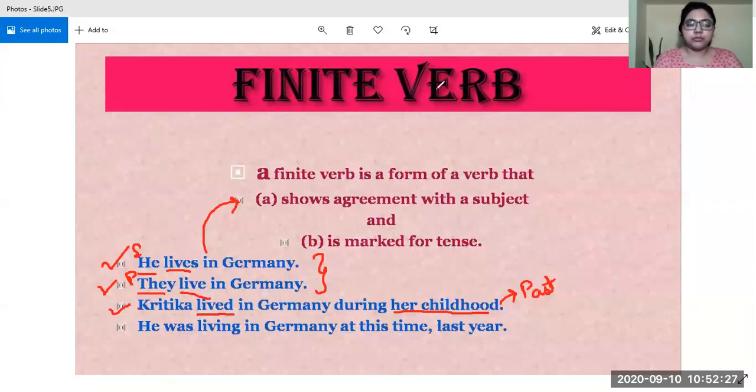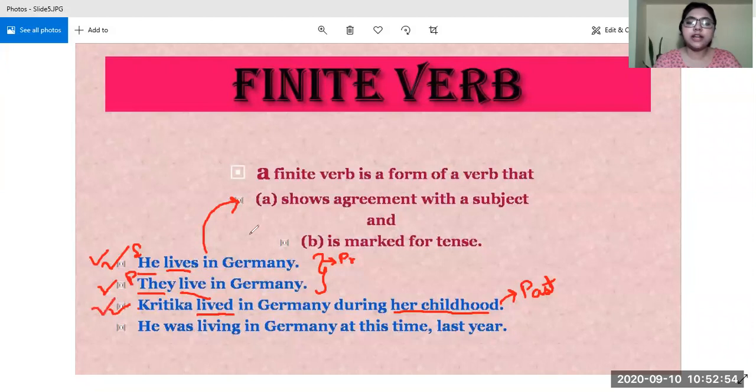So like this we know that the finite verb also tells us the time of the action performed. Like, "He lives in Germany" shows that the action is being performed in the present time. This is present. And "Kritika lived in Germany" is the thing of past. So the first one is present, and the third one is past.